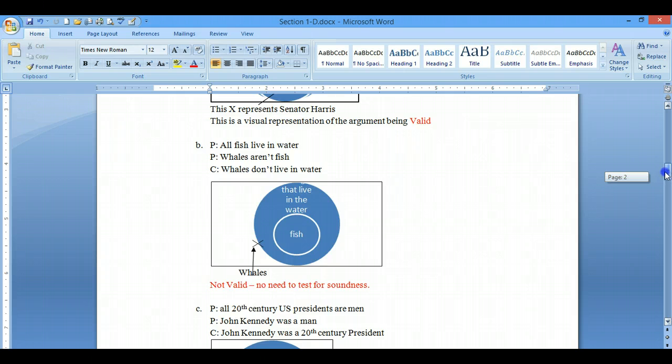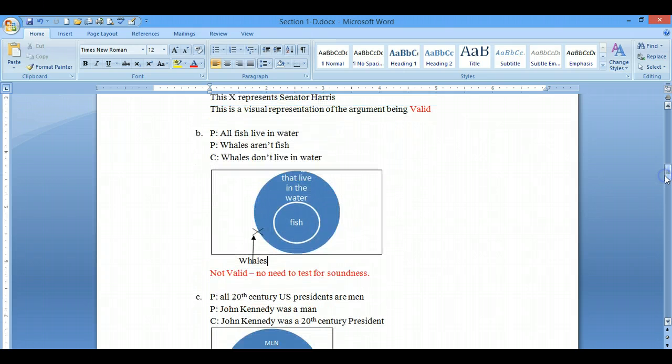And I'm not going to show you the answer of the Venn diagram yet. All, remember what all was? That's a subset. No means disjoint, where they don't overlap at all. Overlapping means that some of them are in both categories. In this statement, all 20th century US presidents are men. John Kennedy was a man. Conclusion, John Kennedy was a 20th century president.